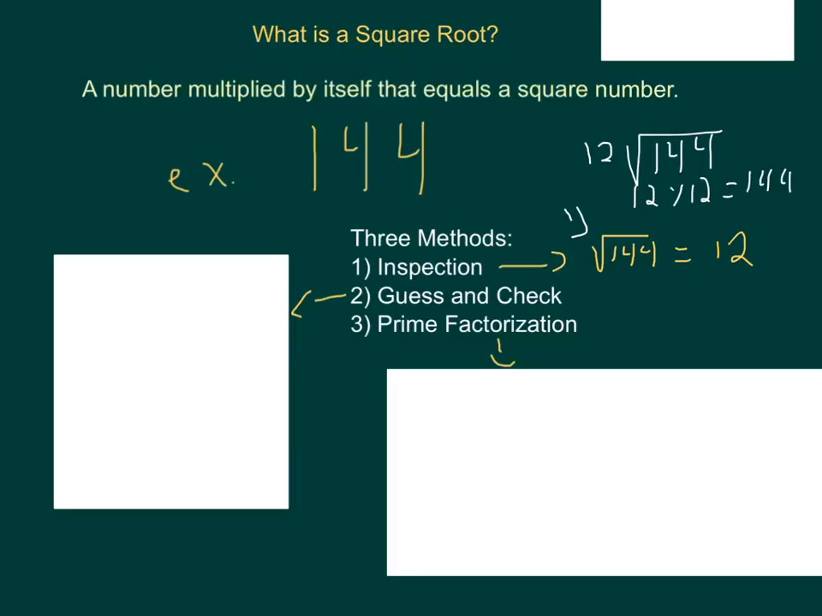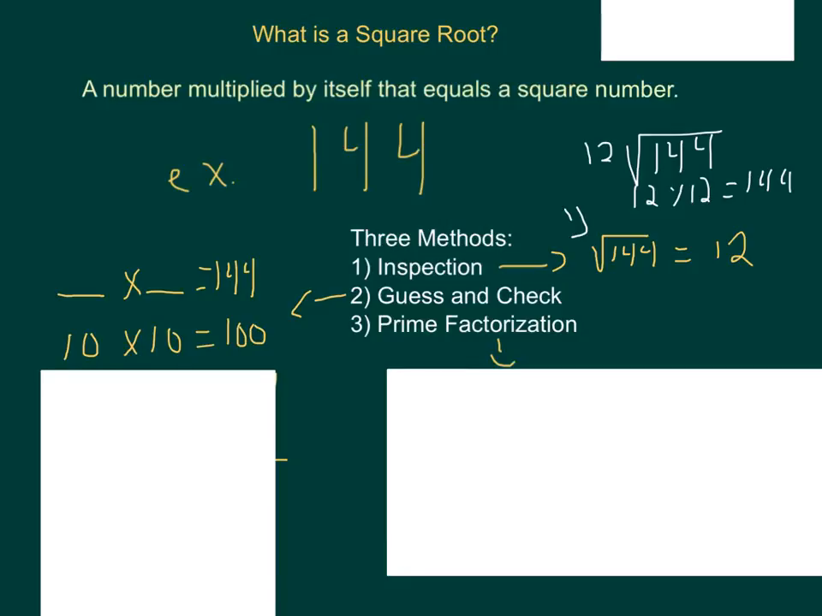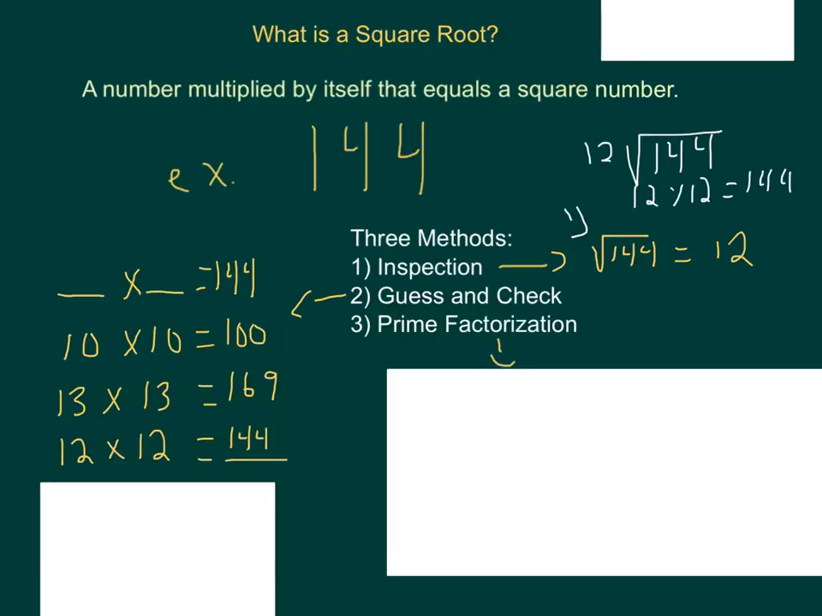The second method you can use to solve square roots is guess and check. What I mean by that is you're going to ask yourself, what times what gives me 144? Well, let's try one. 10 times 10, well, that gives me 100. Okay, so it's a little bit too low, so I'll try a number that's a little bit bigger. 13 times 13, well, that's 169, so that's a little bit too high. So I'll try something else. Oh, 12 times 12 is 144. So again, it's just kind of going back and forth and trying different ones until you can find the right answer. So kind of guessing and checking.